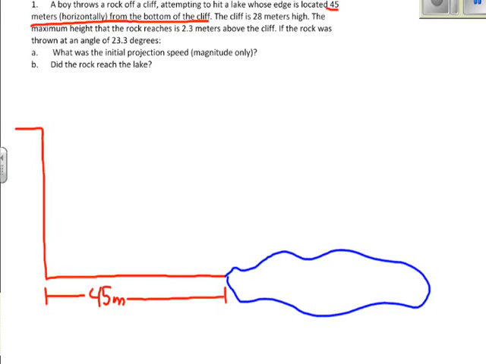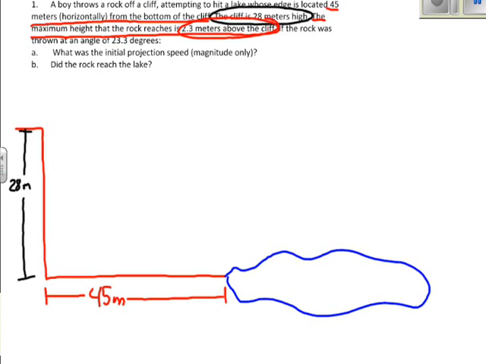As we read on, we realize that the cliff is 28 meters high. So I'm going to go back to my diagram here and label it as 28 meters. Now, the next bit of information is that when the boy tosses the rock, it rises to a height of 2.3 meters above the height of the cliff. So I'm going to include that in my diagram and label it as 2.3 meters. We also know that the boy launched the rock at an angle of 23.3 degrees with respect to the horizontal. So again, I'm going to include that in my diagram.